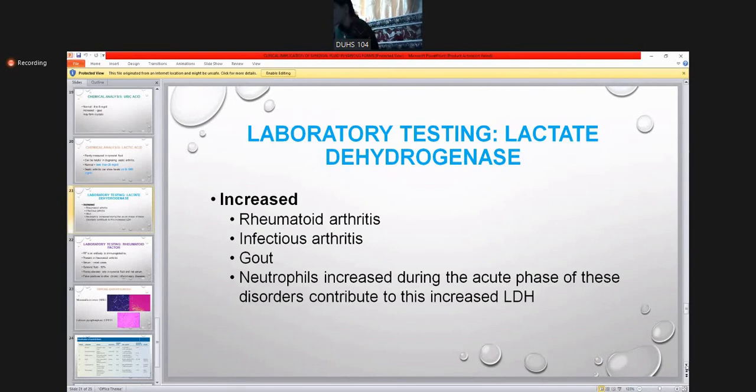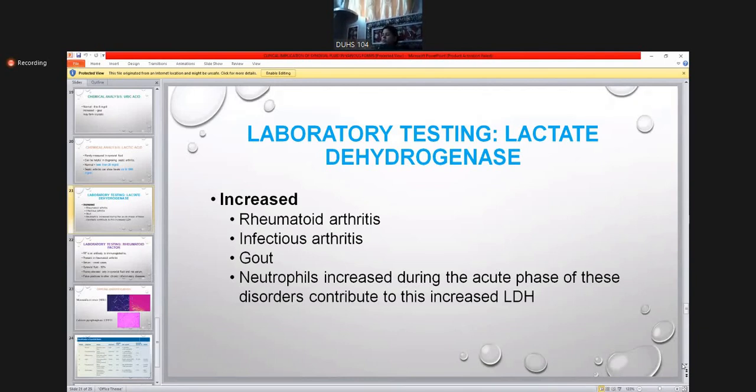Okay, then come to laboratory testing, that is lactate dehydrogenase. Lactate dehydrogenase is often used as a marker. We all know very well that LDH is an inflammatory marker, a biomarker. In several diseases it increases, like in MI, LDH is increased. In synovial fluid it increases. In which case does it increase? In rheumatoid arthritis and in infectious diseases, because it is a marker of tissue breakdown.